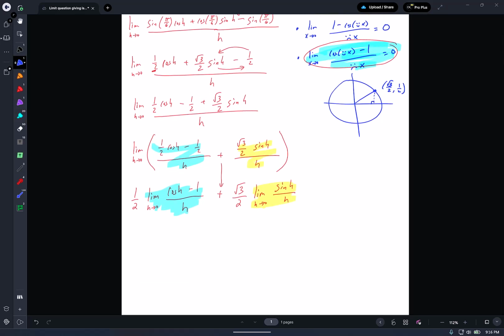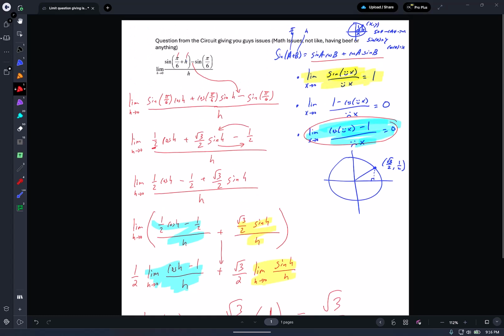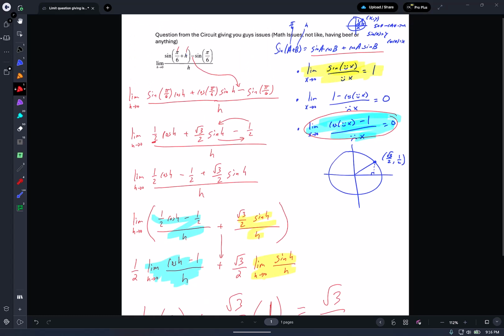So here we go. I'm going to write 1/2 and then limit as h approaches 0 of cosine h minus 1 over h. That's just going to be 0, plus square root of 3 over 2 times limit as h approaches 0 of sine h over h. That's just going to be a 1. So there it is, guys. 1/2 times 0 is 0. Square root of 3 over 2 times 1 is just square root of 3 over 2. So this limit right here is nothing more than square root of 3 over 2.